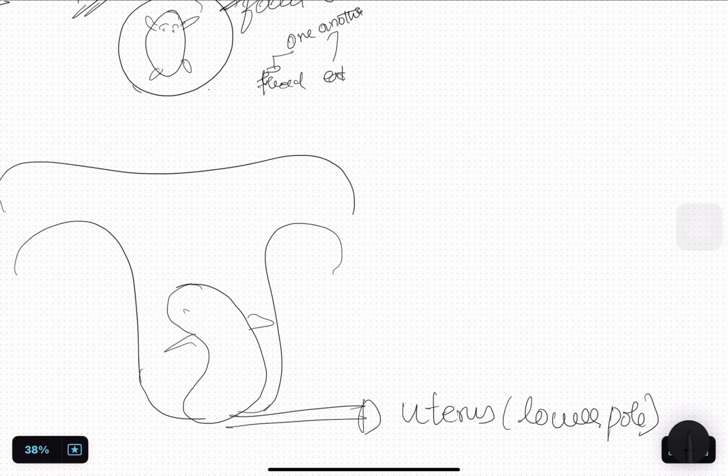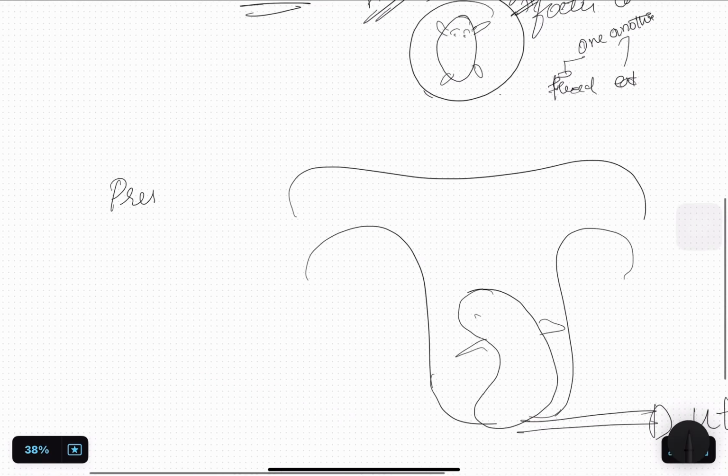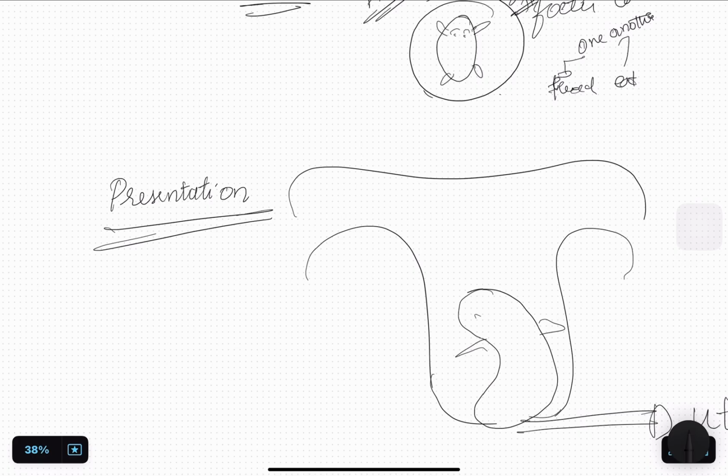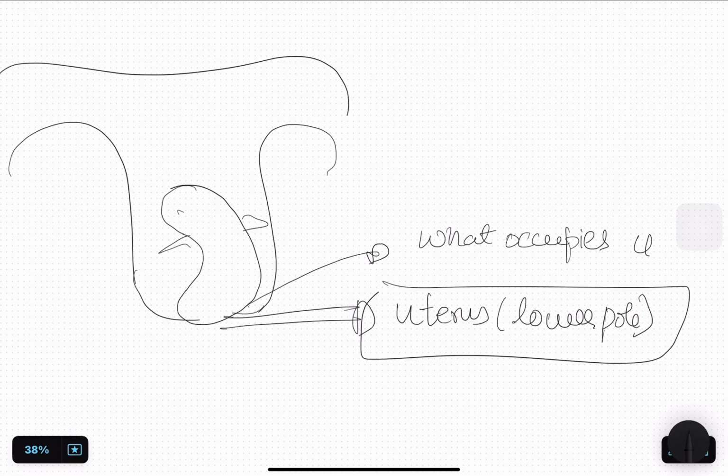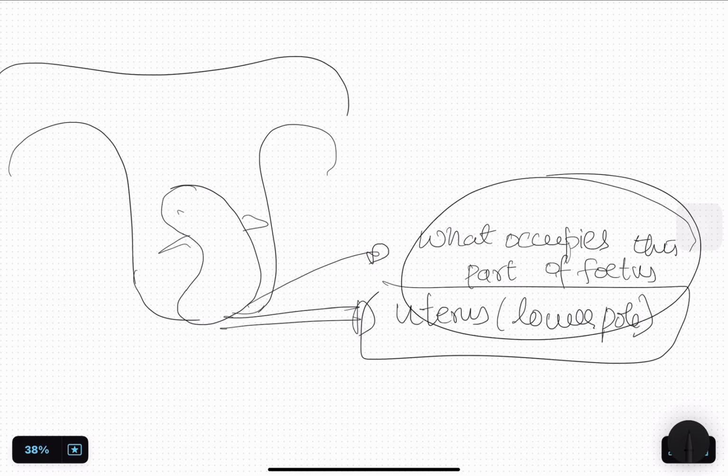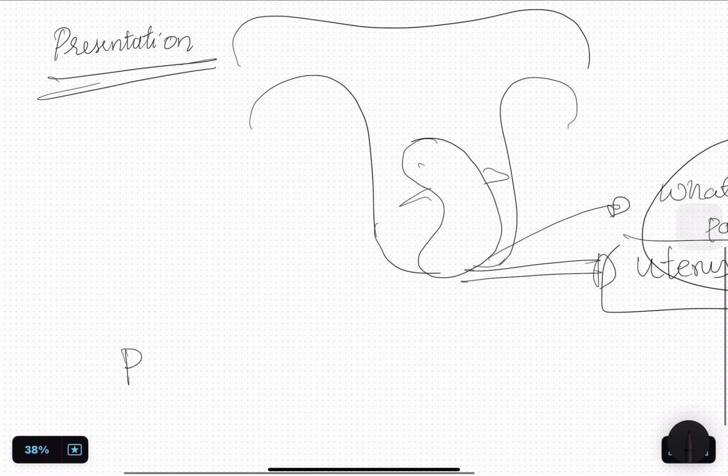Now we are studying presentation. What is presentation? What occupies the lower pole of the uterus is your presentation. See what is occupying here? You can say buttocks. So that is the presentation. What occupies this part is the presentation. Now there is something called the presenting part.